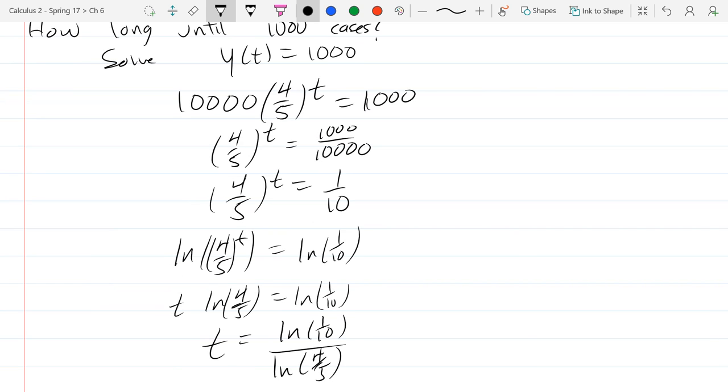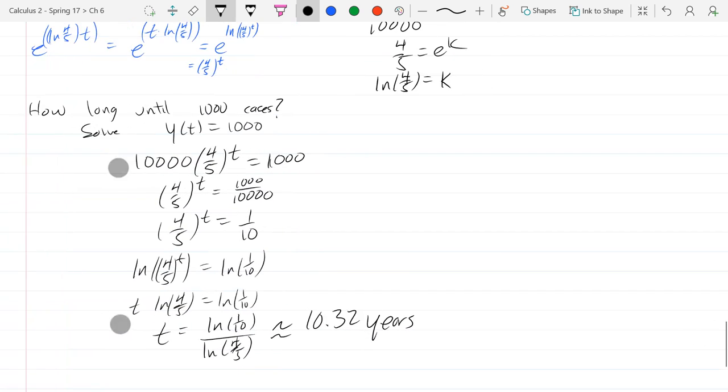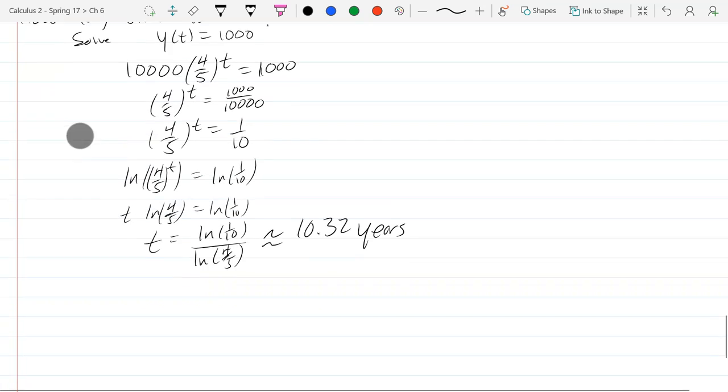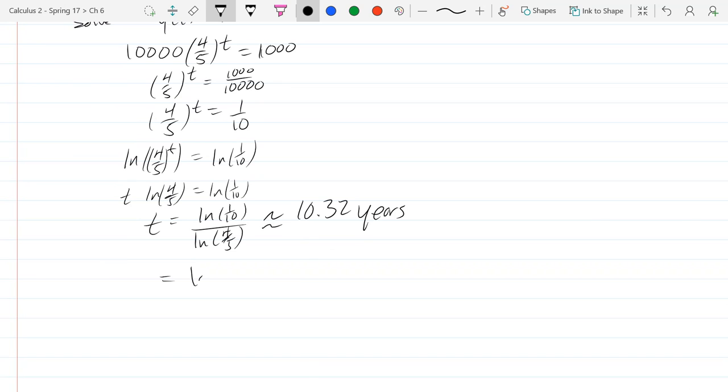And if you have a calculator, you can approximate this. It'll be 10.32 years. If you really want to be a maniac, you could write it as a log base 4/5 of 10 like that. But if we're going for a web work answer, I'd go with the one above. You don't need to go that far.